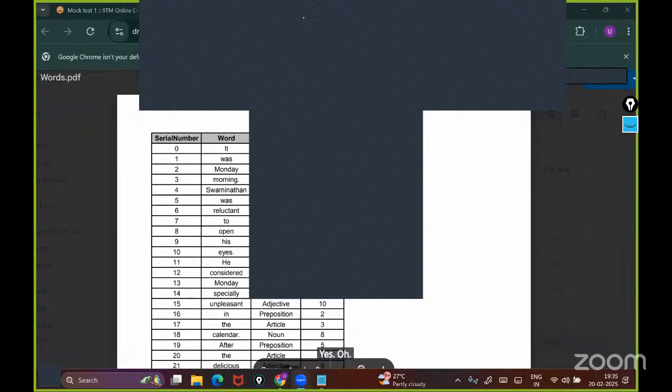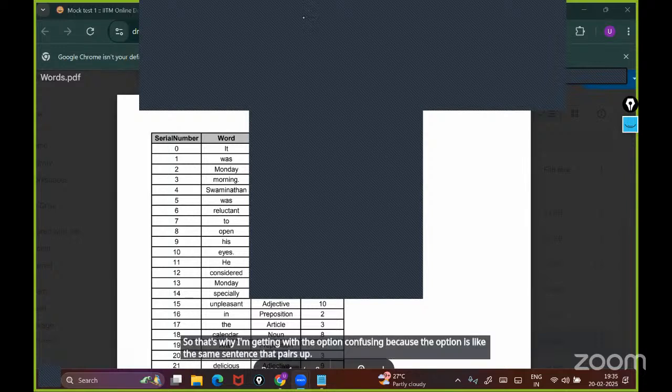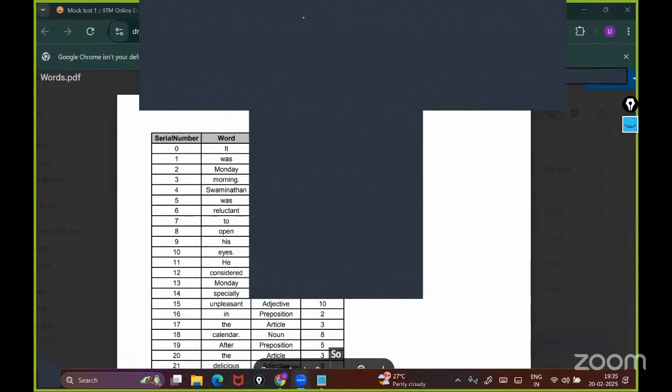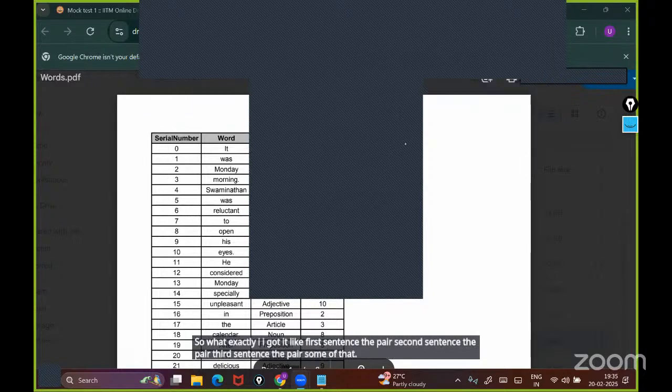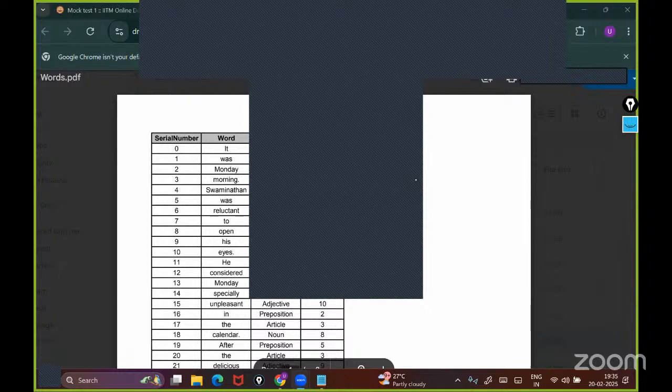So that's why I'm getting confused with the option, because the option is like the same sentence's pair sum. So what exactly I got is the first sentence's pair, second sentence's pair, third sentence's pair, sum of that. It should be option number 2. That's why it's right. I chose option number 2 because it's the addition of each sentence's pairs.